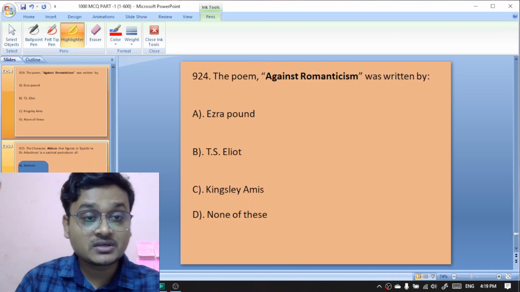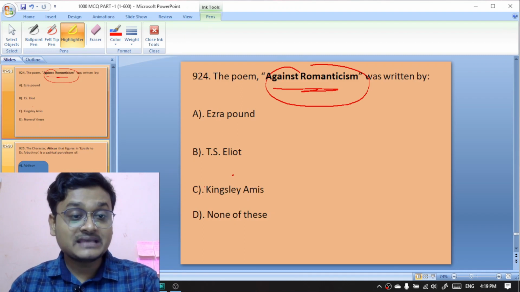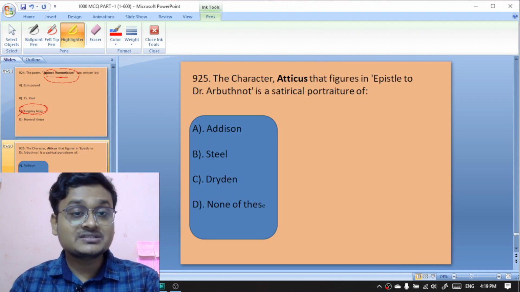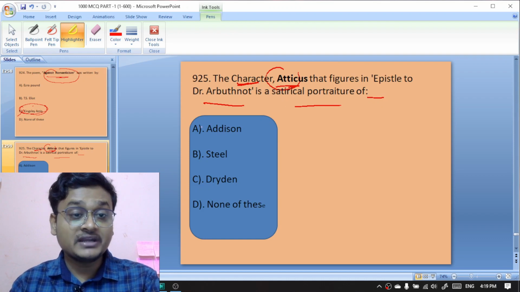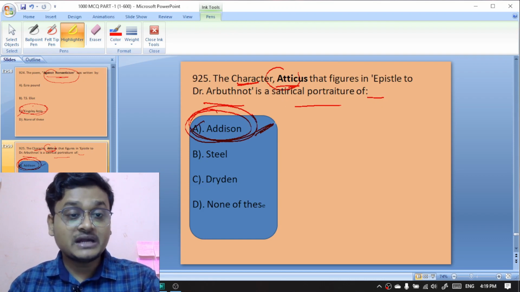Okay, moving to the next question. The poem Against Romanticism was written by Kingsley Amis. Kingsley Amis has written Against Romanticism. Next question. The character Atticus that figures in Epistle to Dr. Arbuthnot is a satirical portrayal of Addison. So it is Sporus, Hervey, and Atticus, Addison.